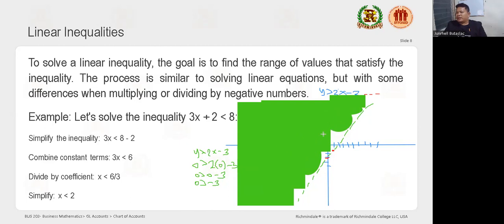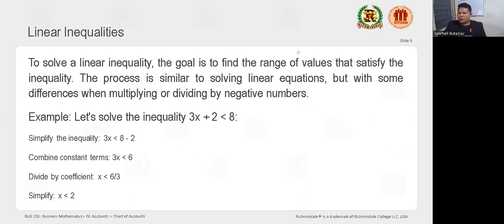So what is the purpose of identifying the shaded region? What does it mean? If you identify the shaded region, all the points in this area are the solution of the linear inequality. And all the points in here are not the solution of this given linear inequality. Is it clear, everyone? If you have questions, please don't hesitate to ask. I hope it's clear.